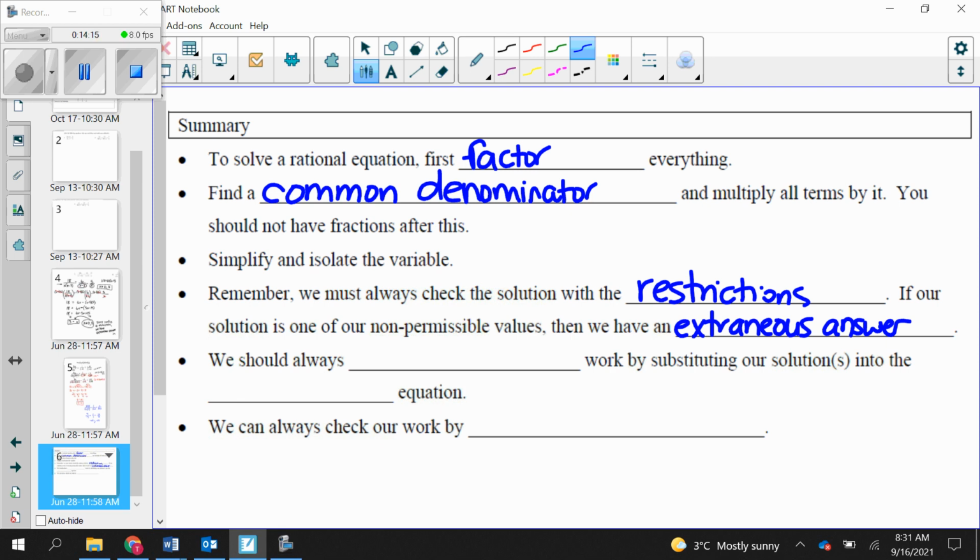We should always verify our work by substituting our solutions into the original equation. And we can always check our work.